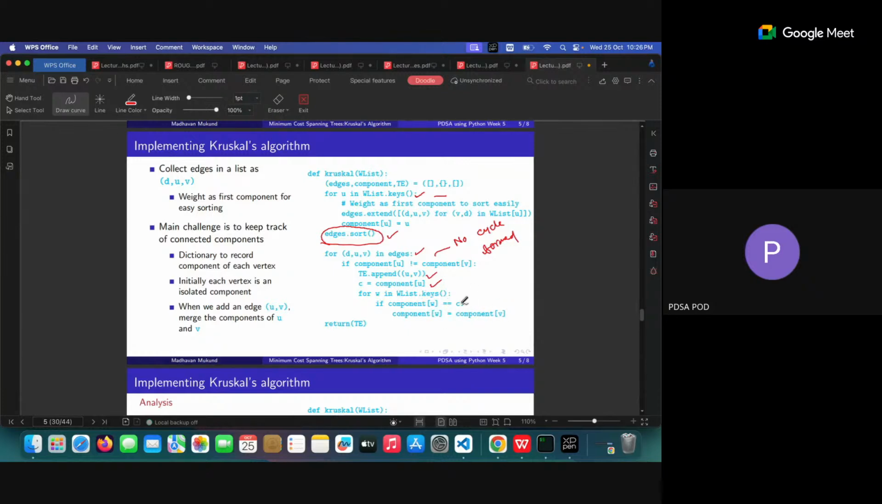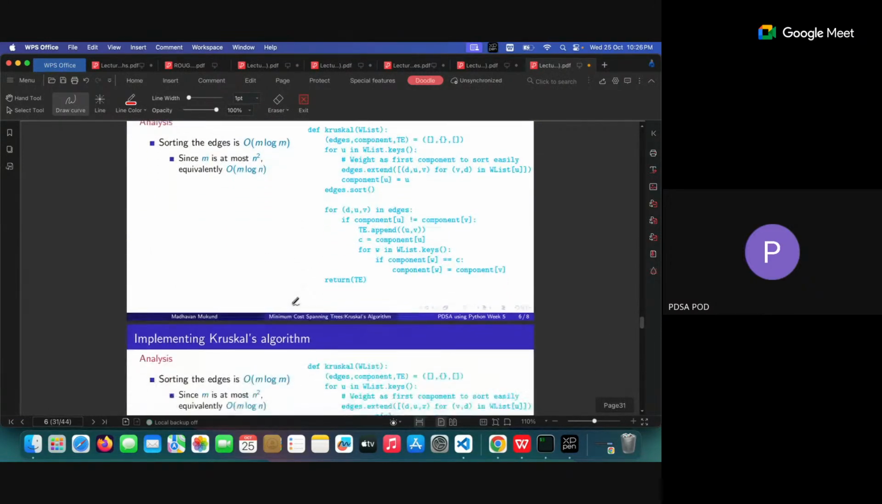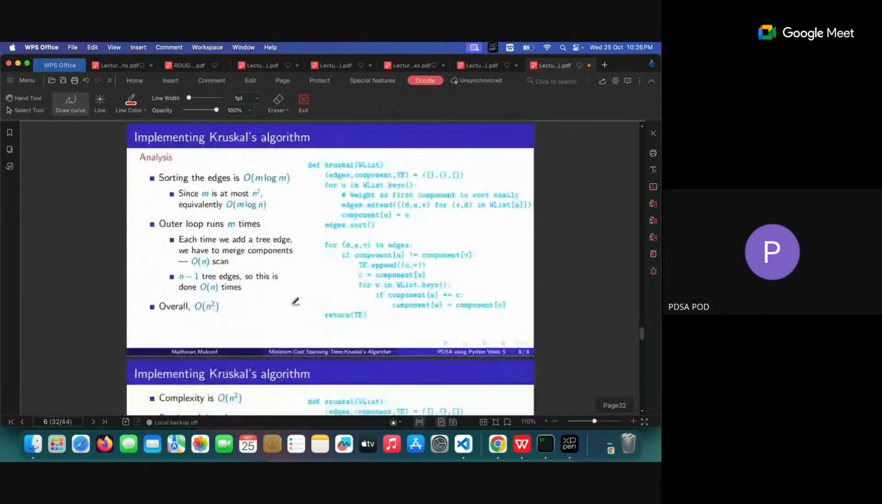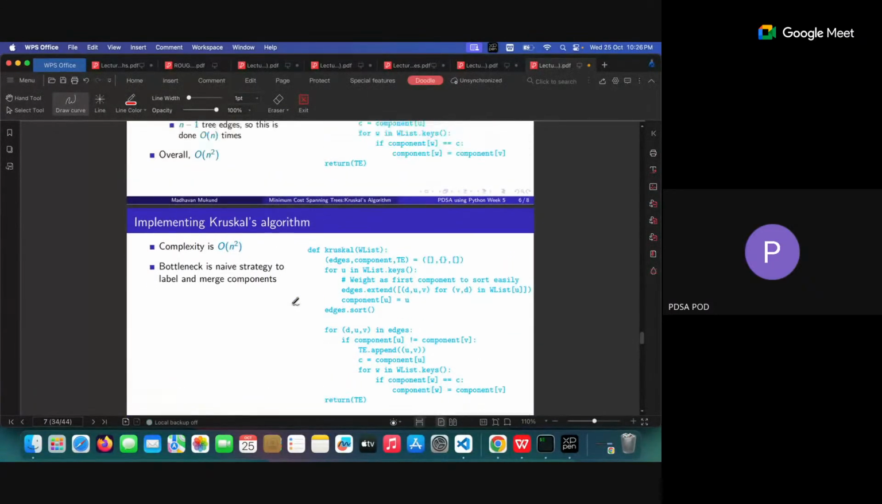So whenever equal weights are there, we choose the index value. Whenever equal components are there, we choose the index value. So this is what is happening. And when you compare the complexity, the overall complexity is n square only, for Kruskal's.